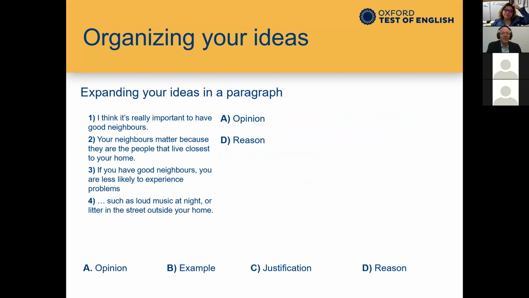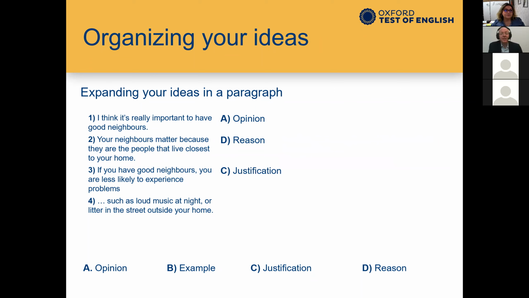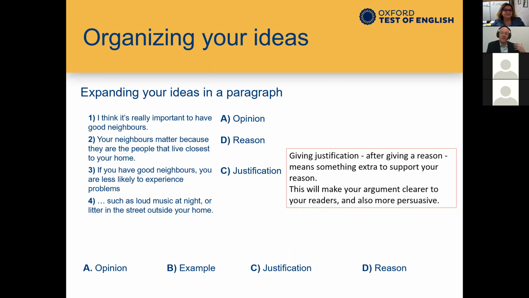Now, the second paragraph is a reason. Okay, your neighbors matter because, and here we have the because, and this shows you how useful this word is. You also have to persuade with an essay. So you need to give reasons why. Because, okay, your neighbors matter. They're important. They matter because they're the people who live closest to your home. Number 3 is the justification for that. So if I've said that your neighbors are important, I need to justify that, okay? That this supports my reason, and it makes the argument easy to understand.